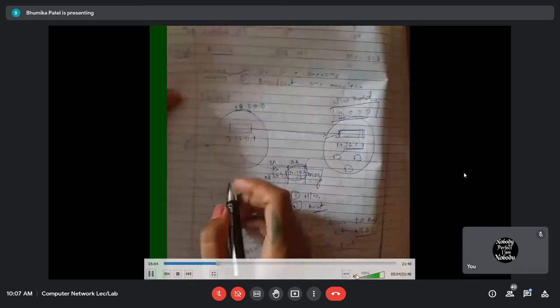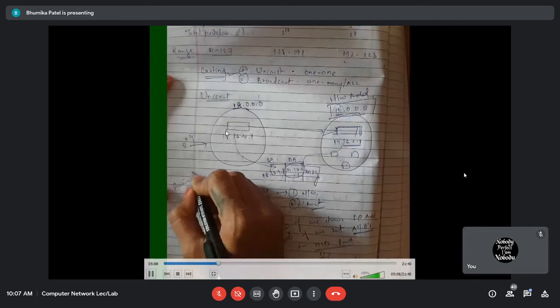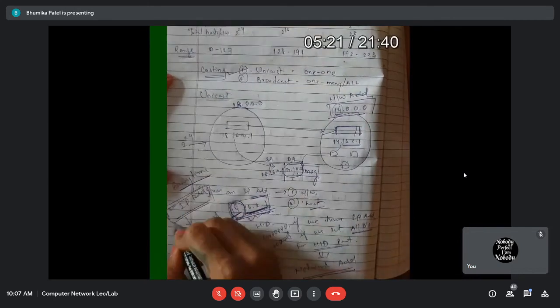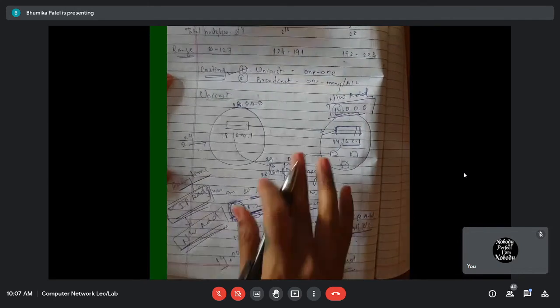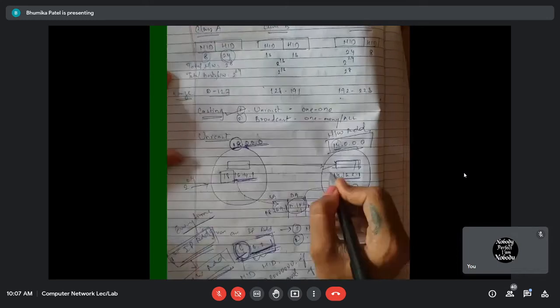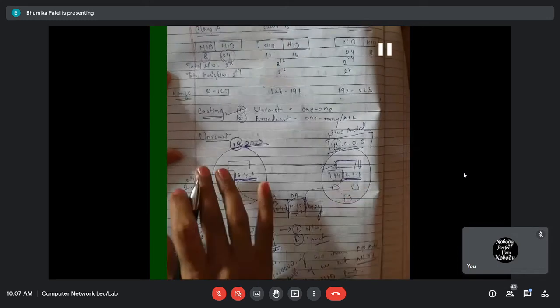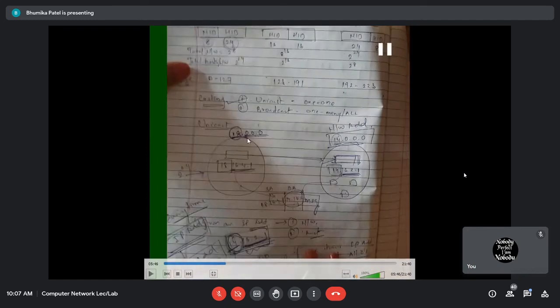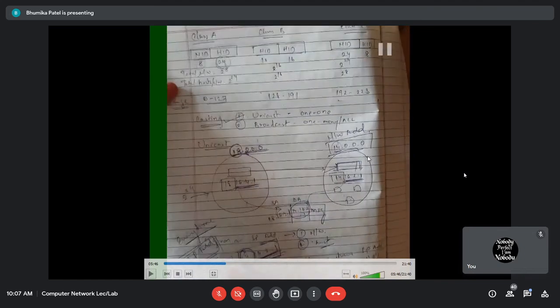So from that, what do we make first? We make the network address first. Right? So every time we cannot assign the first IP address. Now, see here it is a class A, so the network address is 18.0.0.0. And if it is class B, then it is 14.0.0.0.